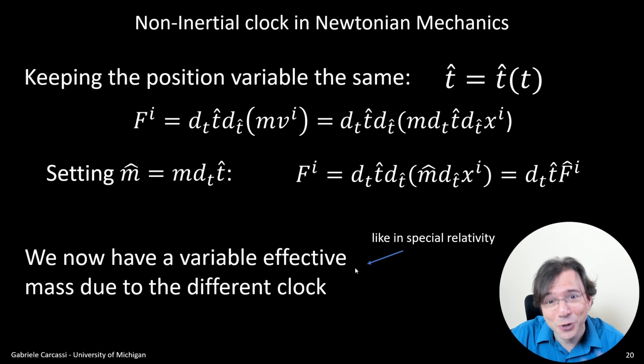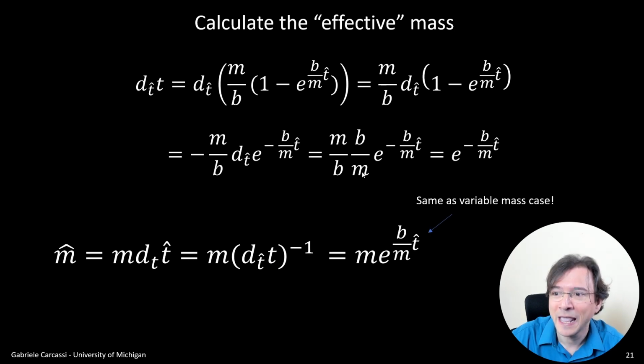It looks weird and you wouldn't expect it to come up in Newtonian mechanics, but this is how the math works. Okay, so we have this, and now we can go and calculate this effective mass. We have to essentially calculate the derivative of the two time variables, and we know this transformation. It's here, we said it before, and you can do the calculation, and I spare you, and if you want you can pause and look at it by yourself. But what you find is that this factor is exactly this e to the minus b over m t that appears over and over. And so the mass is going to be multiplied by the inverse. And so the perceived mass, the apparent mass in the non-inertial frame, is the mass in the inertial frame times this factor. And this is the same as the variable mass case.